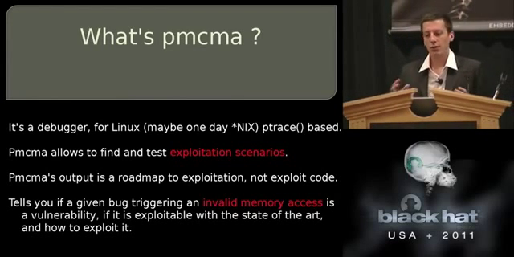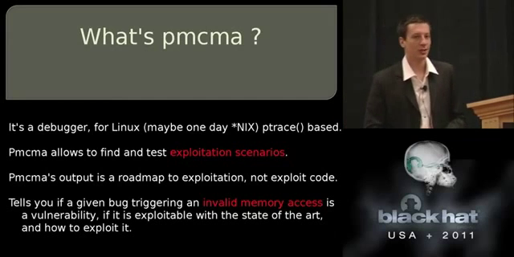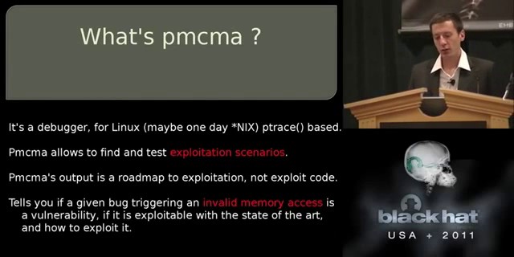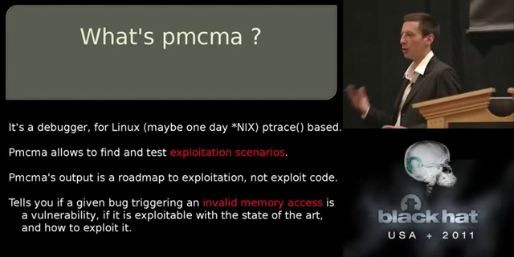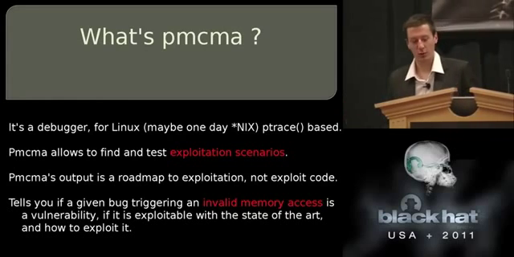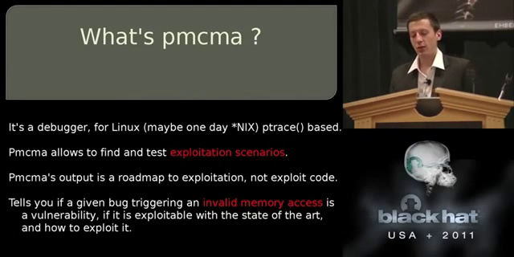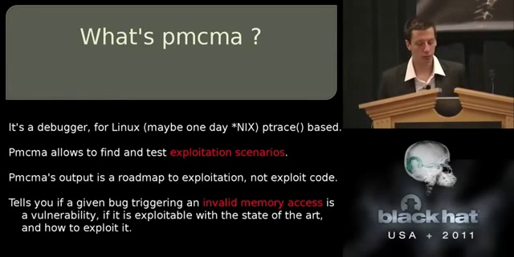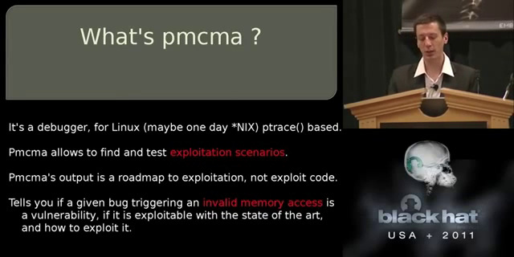So what does this debugger do? It allows you to test exploitation scenarios and experiment with a given process. The output, until 3 days ago, was just a roadmap to exploitation and not a proper exploit. We'll see how we can simulate a proper exploit. It focuses mostly on invalid memory access, so we start by defining exactly what I mean by that.